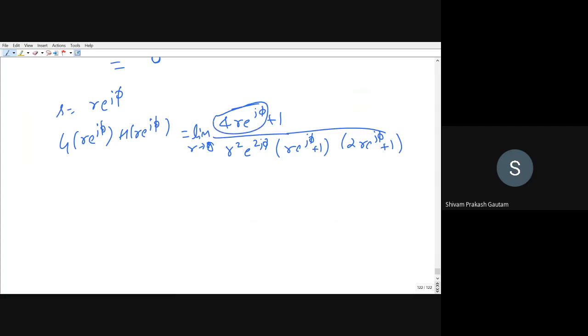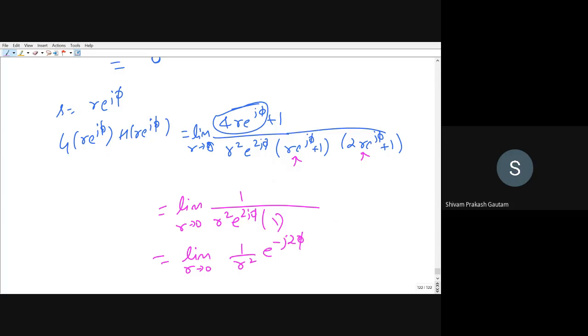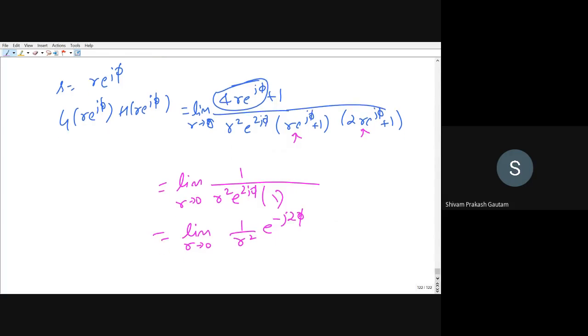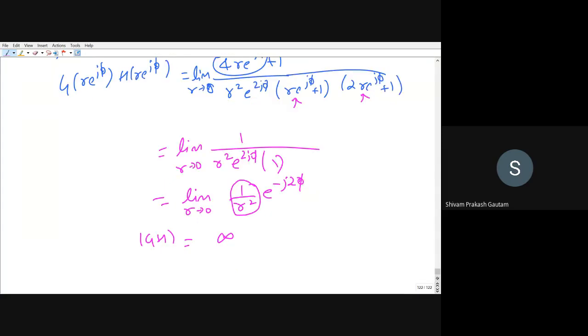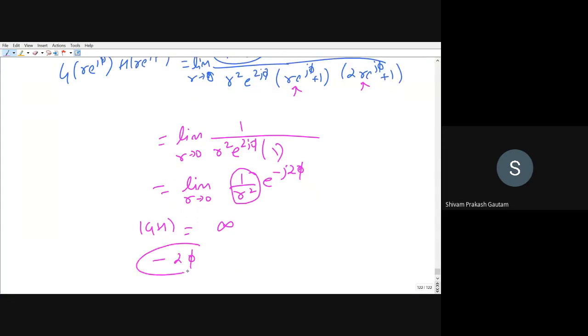This term will be gone. So we will have limit r tends to 0 of 1 upon r square e to the power 2 j phi. This term will be 0. This term will be 0. So I'm writing here simply 1. This will be equal to limit r tends to 0 of 1 upon r square e to the power minus 2 j phi. So when you substitute the limit r tends to 0, the magnitude of GH will become infinite, and the orientation, as you can see, is minus 2 phi.